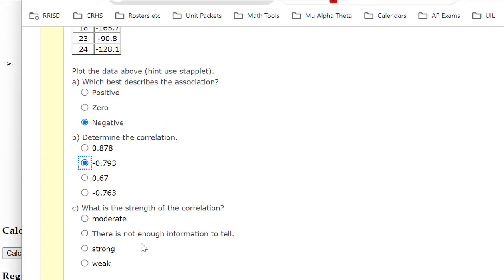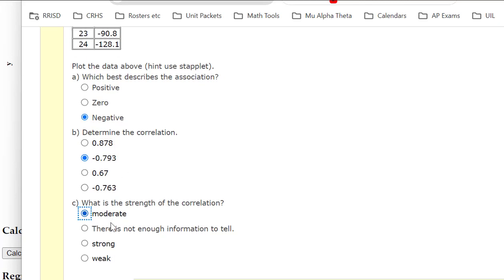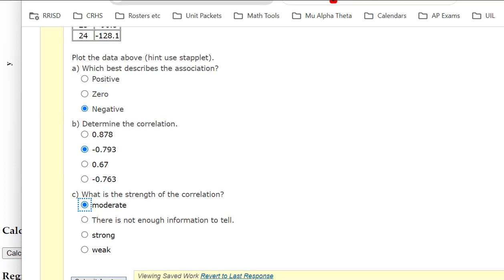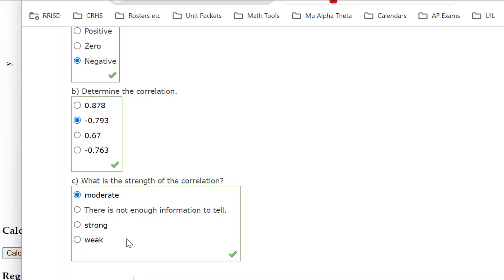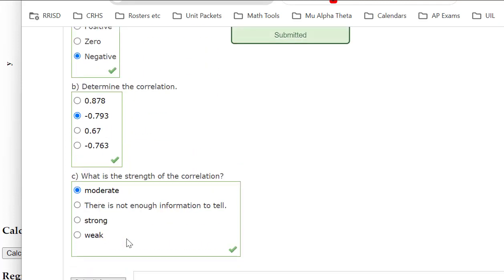So what's the strength of this one? This is actually considered moderate because it's not all the way to 0.8 or further. But it's not as weak as 0.5. So that's considered moderate, and I will go ahead and submit my answer. And boom, all those answers are correct.